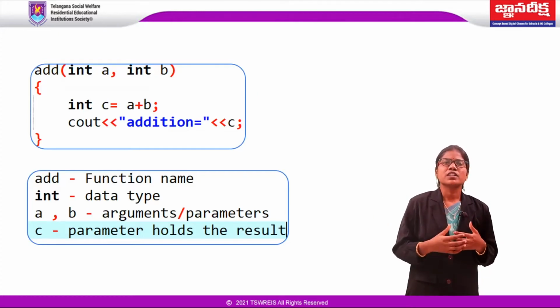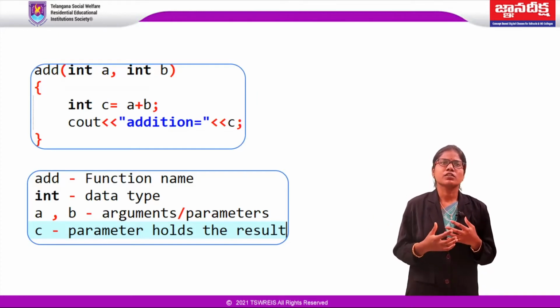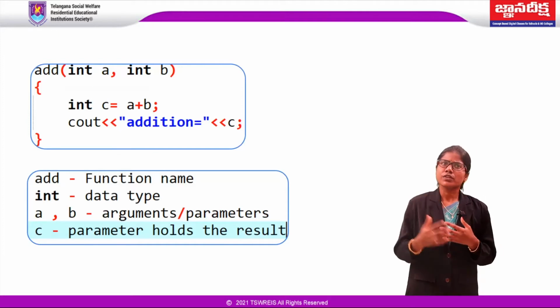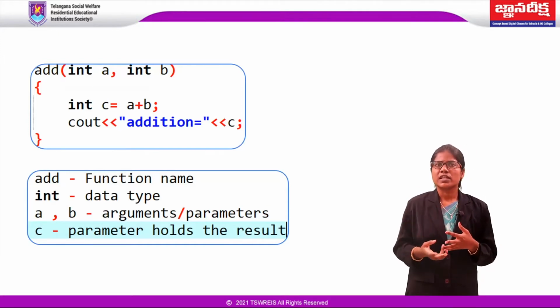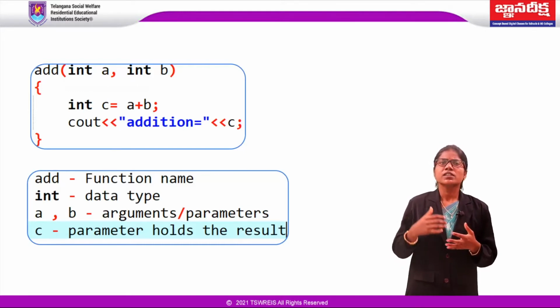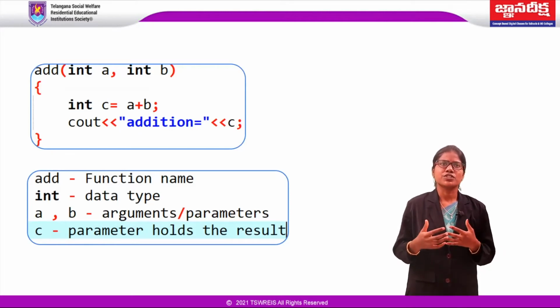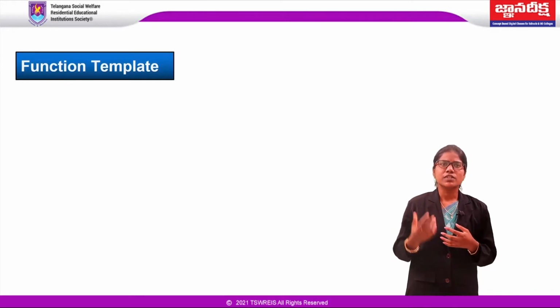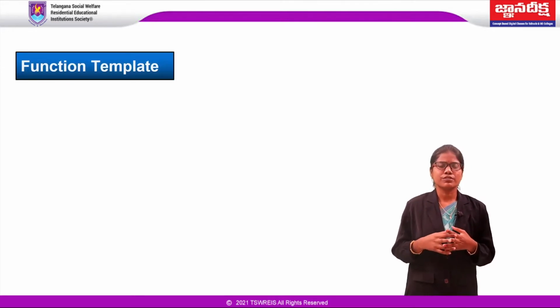But this function is not sufficient to add two float numbers or two double numbers. So if we want to add two float numbers, again we need to write the function with float parameters in general. But this can be achieved using function templates. We can define a template for a function. We can create versions of the single add function for adding different types of values.